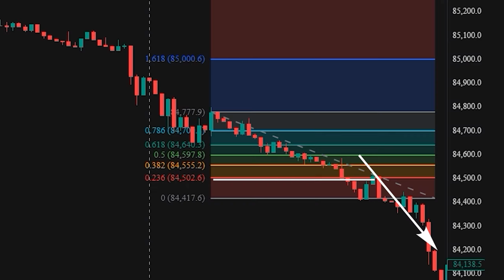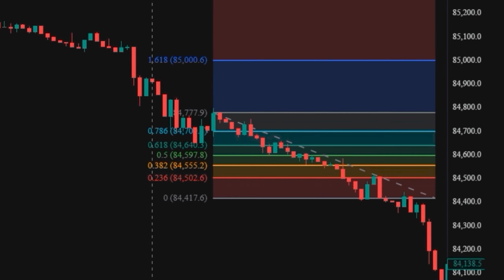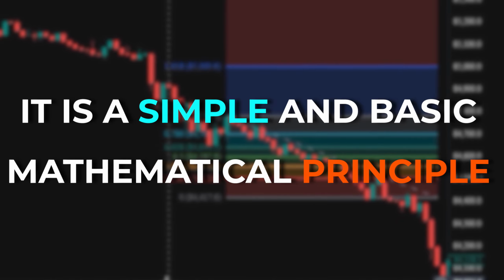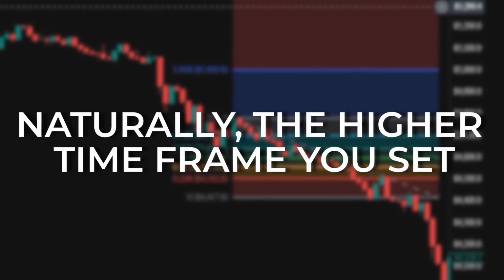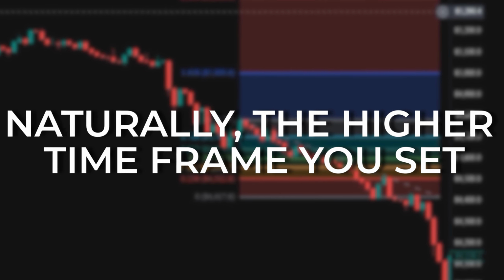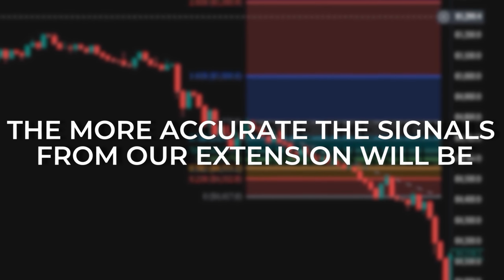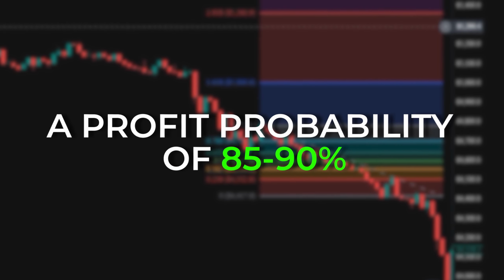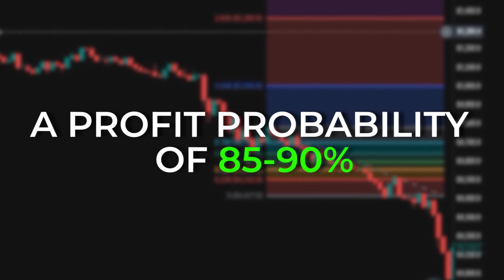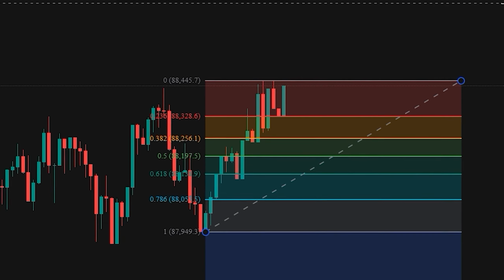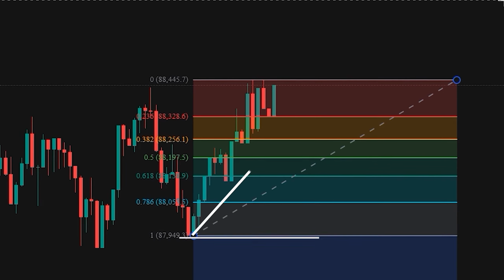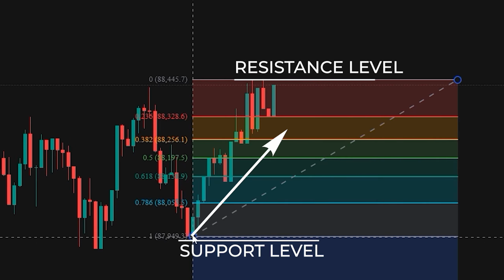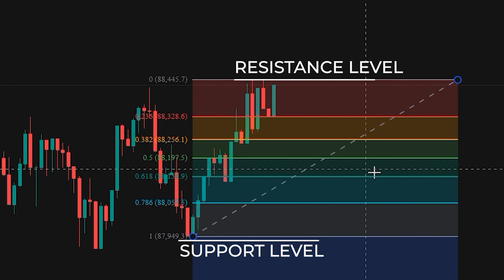We can use such Fibonacci levels on any charts, on absolutely any time frames. It is a simple and basic mathematical principle that works for all situations. Naturally, the higher time frame you set, the more accurate the signals from our extension will be. But if you master this tool, you will be able to get signals for trades with a profit probability of 85 to 90%. Also, you have here at once a built-in system of exiting trades and closing trades on stop loss. This is a really simple tool, which can be used even separately from other strategies.